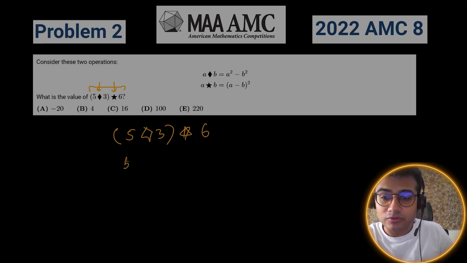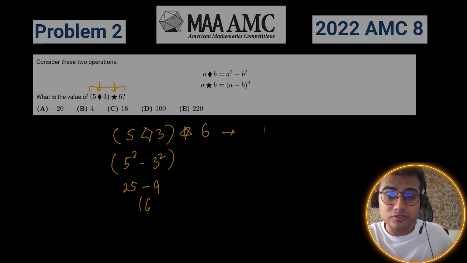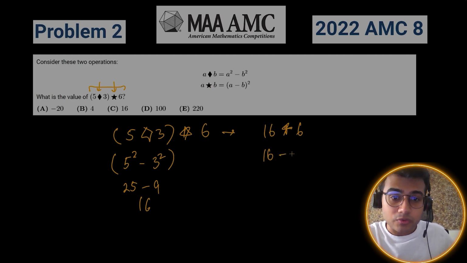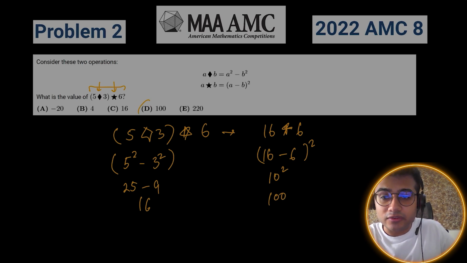So 5 diamond 3 is going to be 5 squared minus 3 squared, which is going to be 25 minus 9, which is 16. So this expression is just going to become 16 star 6. Now what is the star operation? We take the first number, subtract the second number from it, and then we square the answer. So 16 minus 6 is 10. So 10 squared is 100. So the answer is D.